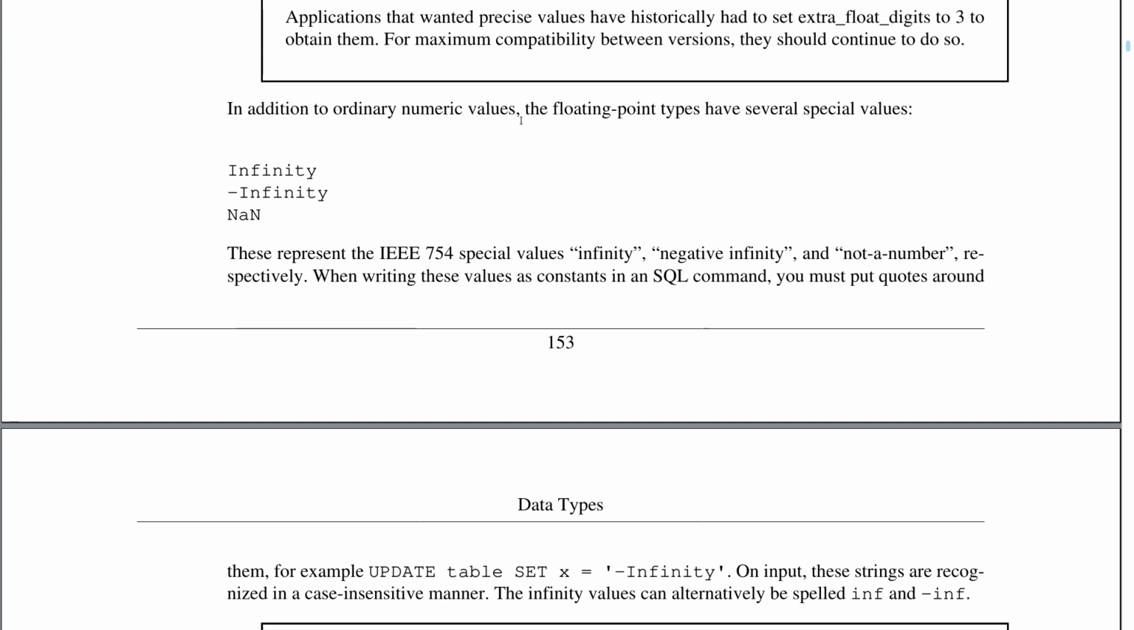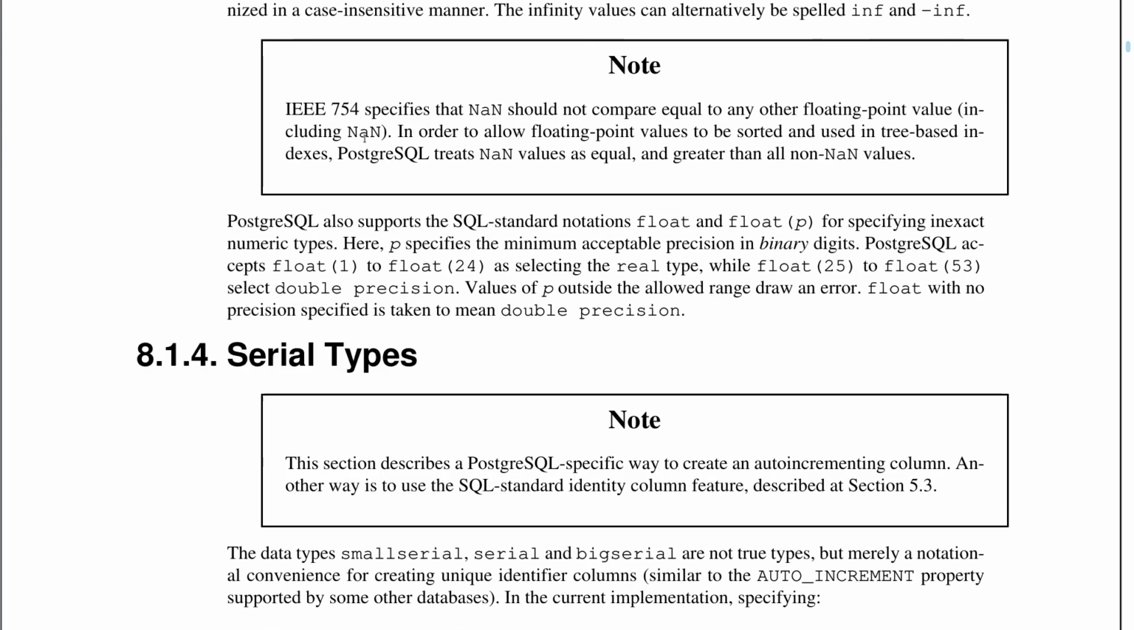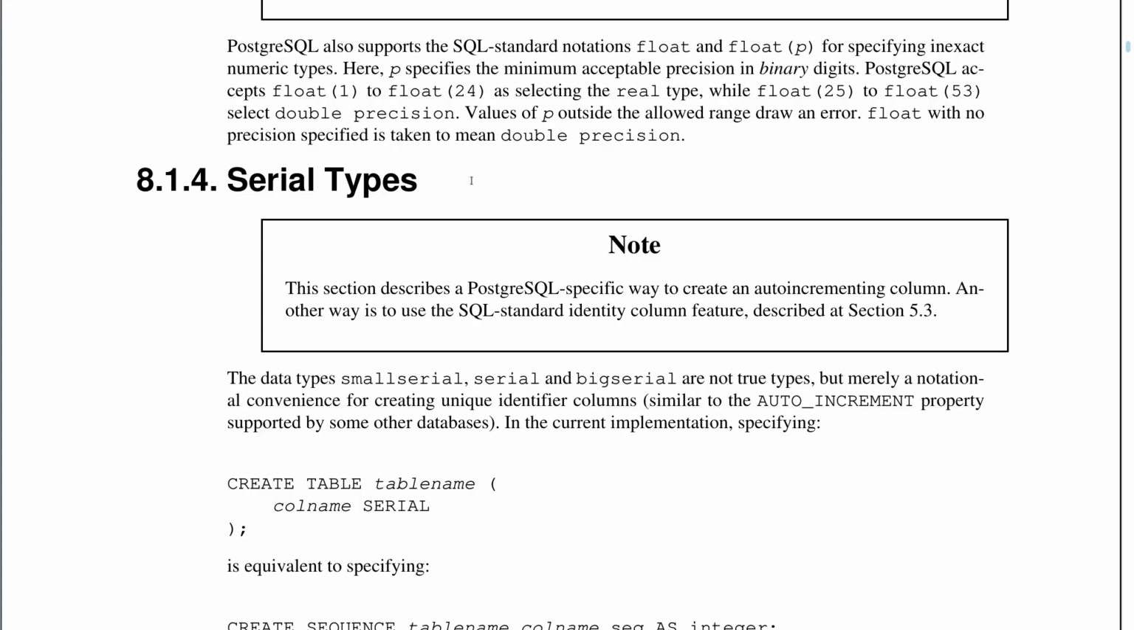In addition to ordinary numeric values, the floating points have several special values. That is again infinity, minus infinity, and NaN. So we have already covered this. PostgreSQL also supports the SQL standard notation float and float(p) for specifying inexact numeric types. Here p specifies the minimum acceptable precision in binary digits. PostgreSQL accepts float(1) to float(24) as selecting the real type, while float(25) to float(53) select double precision. Values of p outside the allowed range draw an error. Float with no precision specified is taken to mean double precision.